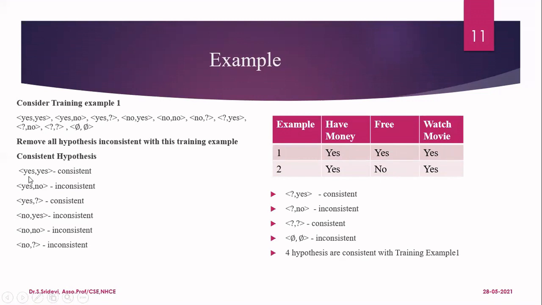You consider the first hypothesis, yes, yes. According to this hypothesis, it is expecting the value for the features as yes and yes. If it is getting the value as yes and yes, it will classify that as yes. Now you see what is here, yes, yes. If you give this to this hypothesis, it will predict the answer as yes only. In this also, you have the answer as yes. That means that this hypothesis is correct. It is consistent.